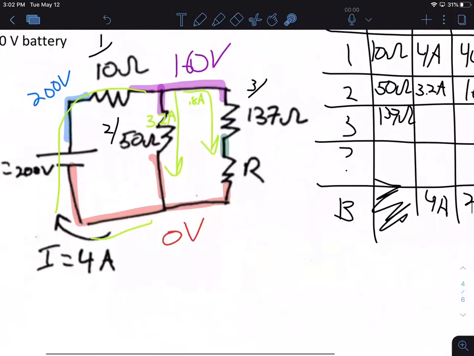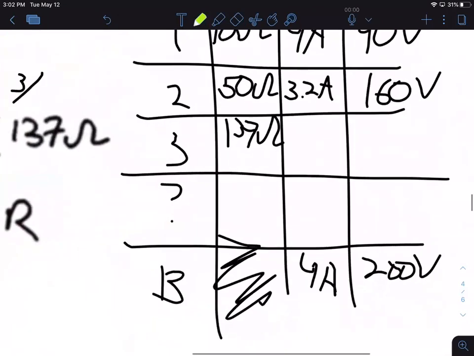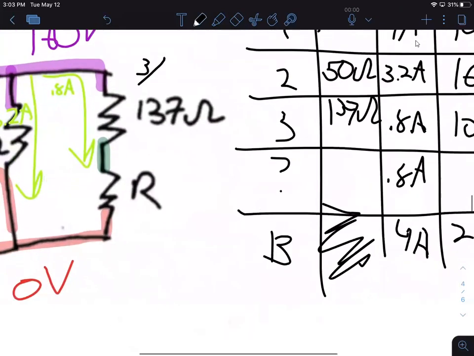Great. Well, let's follow that along. 0.8 is going through the 137 and through the unknown resistor. So 0.8 amps and 0.8 amps. Well, I can get a delta V here: 0.8 times 137, 109.6 volts. All right, that's a voltage.